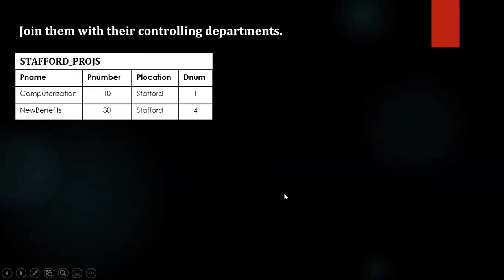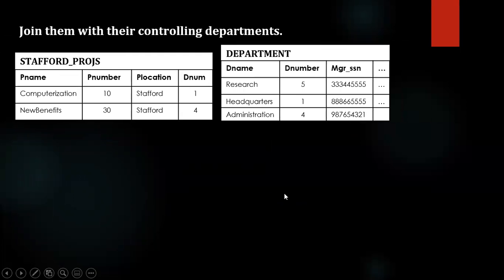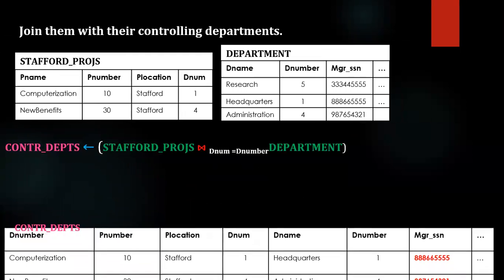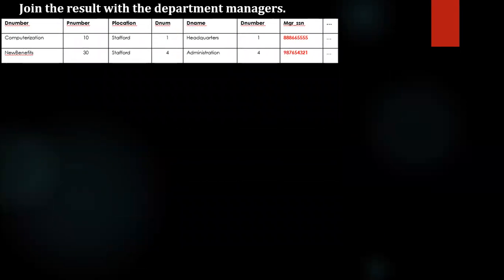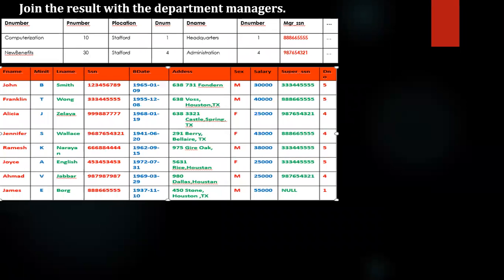So here now we need to join these controlling departments. The previous slide has repeated. Okay, so then I need to join these two tables. The first table contains details about the departments which are controlling the projects located in Stafford. Now here these are the two managers. I need to get the details of these managers. So now go to the employee table and find who are these two managers.